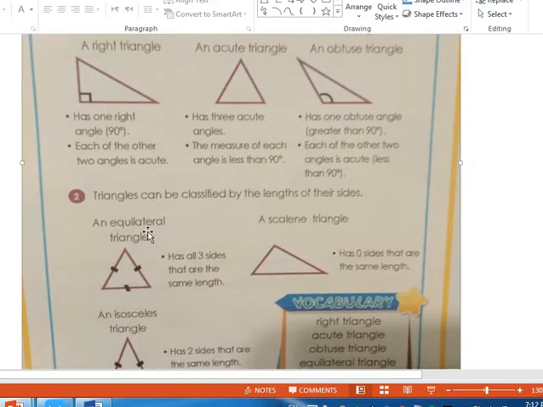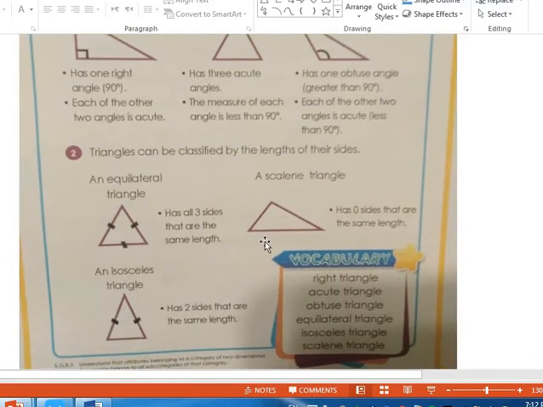So here I want to classify my triangles by the lengths of their sides. An equilateral triangle, equilateral comes from its name. All sides are equal in length. It has all three sides that are the same length. It's called equilateral.